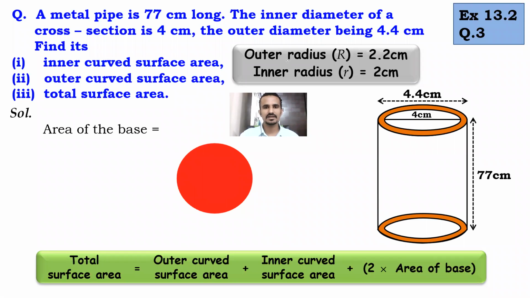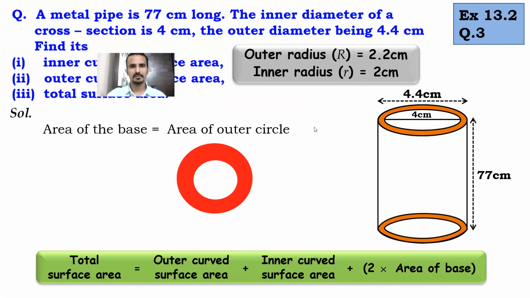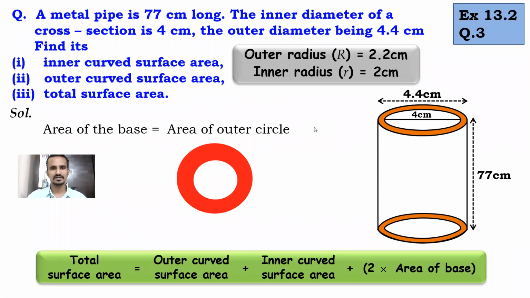From that we'll subtract this inner circle. This inner circle that you can see, you have to subtract it. So the area of this figure is the area of the outer circle minus the area of the inner circle, and then you get the boundary, or the ring. The same is the base of this cylinder. So here is the most important thing: the area of the base is going to be the area of the outer circle minus the area of the inner circle.